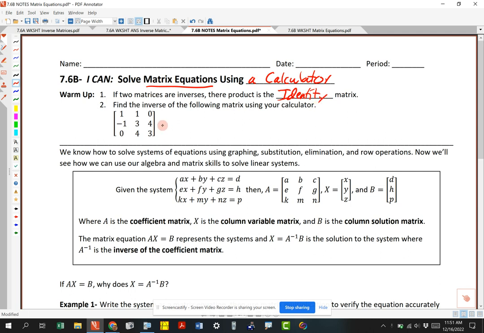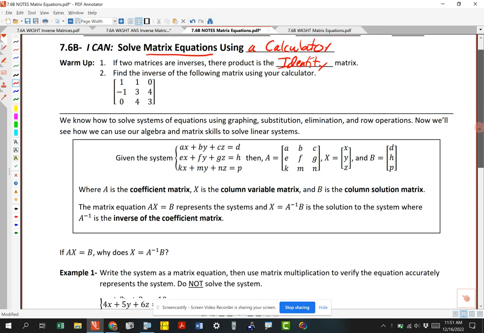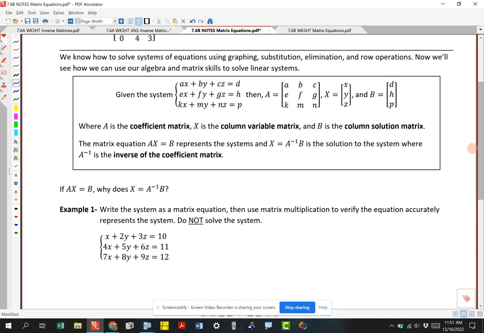Now, I'm not going to take time to plug this into the calculator and have it spit out the inverse. I'm going to show you one of those in just a minute. So we'll assume you got that right. It looked like people were doing that correctly.